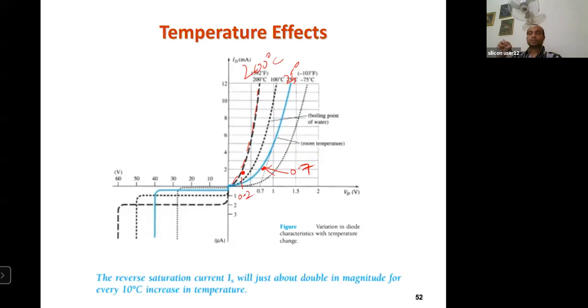Why? Because when the temperature increases, the depletion region tries to neutralize itself. It has some electrons, some negative ions and some positive ions. When the temperature increases, they get some kinetic energy. Due to that kinetic energy, some of the positive ions and negative ions come closer and then neutralize. So the depletion region becomes thinner with increase in temperature.